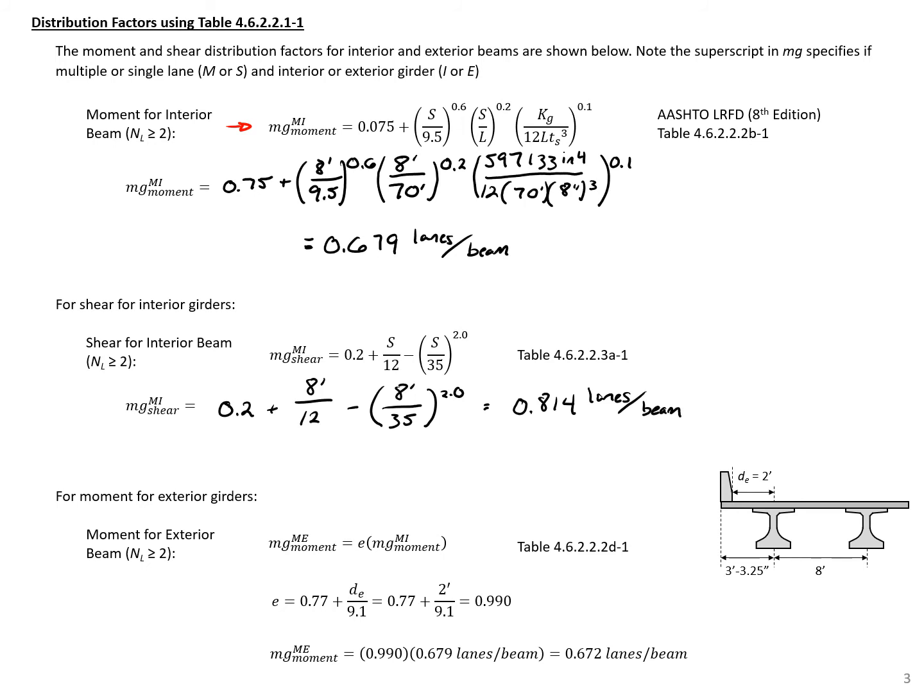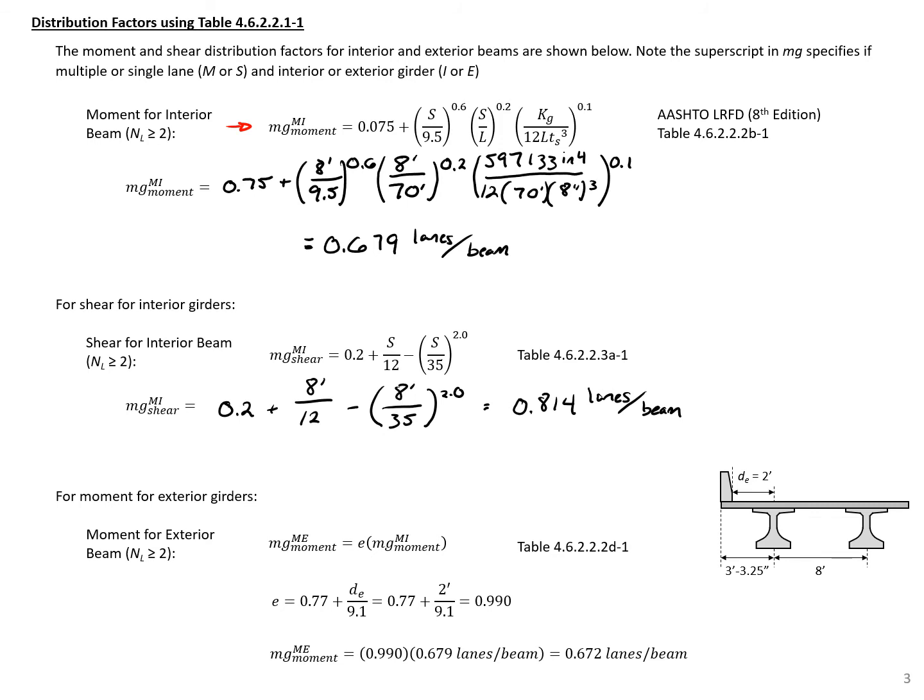So we can use these distribution factors to design our interior beam for moment and shear and figure out the actual load that we should apply to a single beam when designing for moment and shear. So we can do the same thing then for our exterior girders.